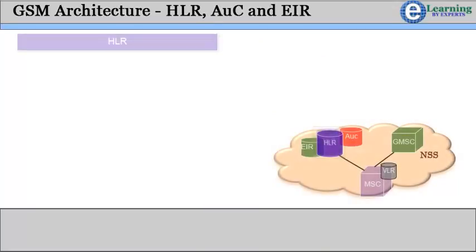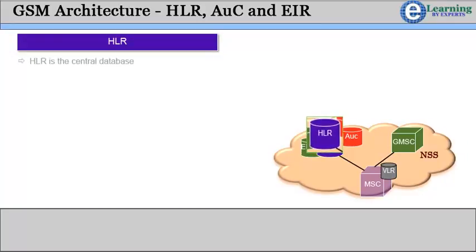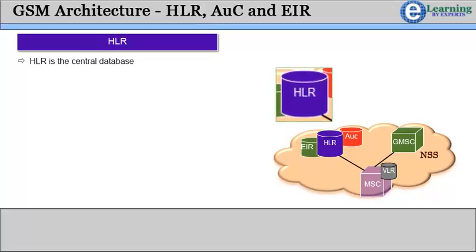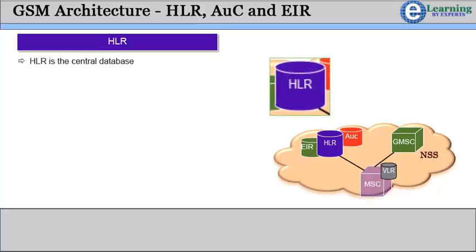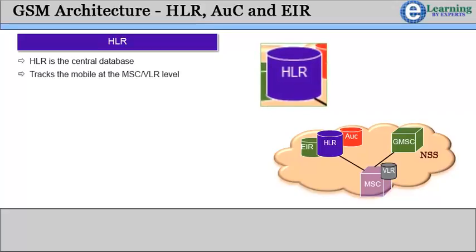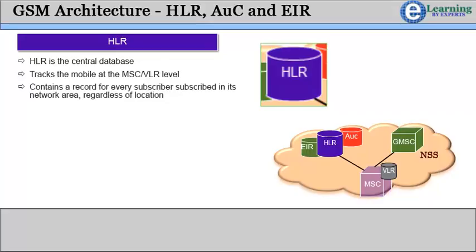The Home Location Register or HLR is the central database that contains the master copy of the subscriber records. Information in the HLR contains a subscriber profile which includes information such as calling privileges, account status and the current VLR of the subscriber. The HLR tracks the mobile at the MSC VLR level. An HLR contains a record for every subscriber subscribed in its network area, regardless of his or her current location. Each subscriber has exactly one HLR entry in the GSM network.